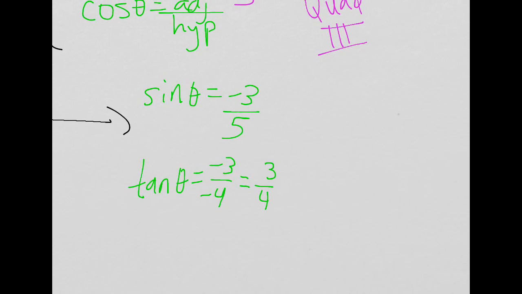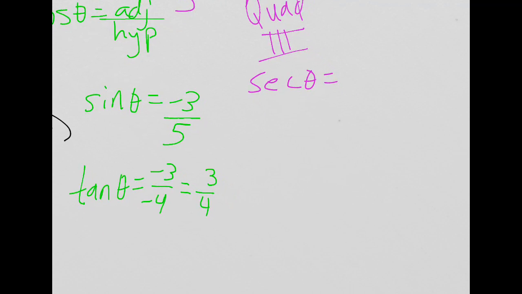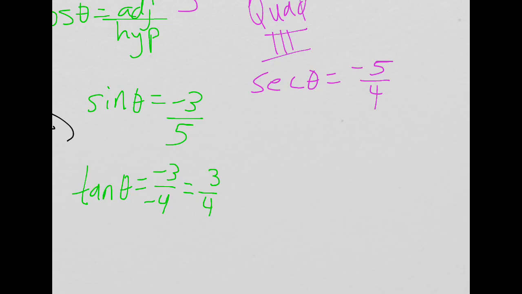Alright, so now all 6 of them. They're even easier than the other one. You don't have to rationalize them at all. So secant goes with cosine. And cosine was up here at the top, it already told you, so it's going to be what? It doesn't matter where you put the negative sign as long as you put it somewhere. You can keep it with the 4, but -5 over 4 and 5 over -4 is the same thing.